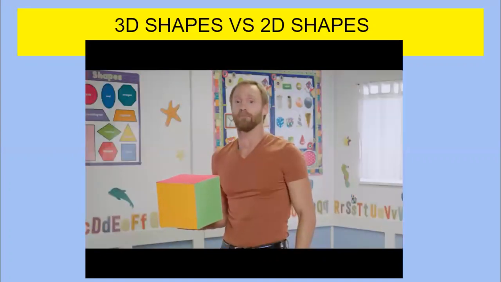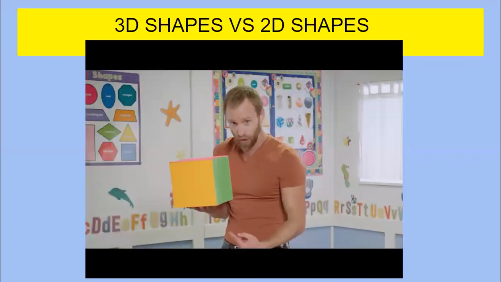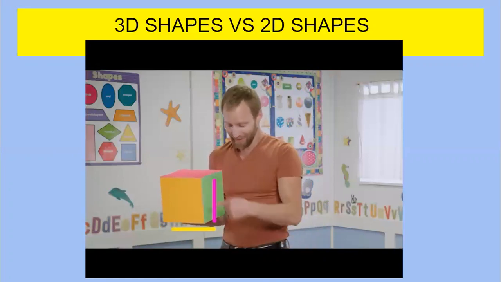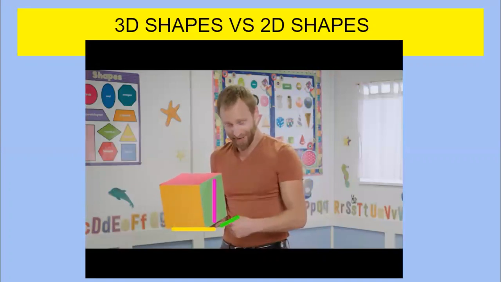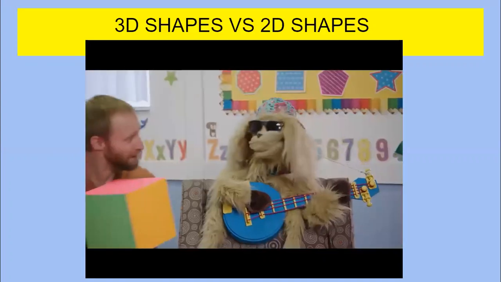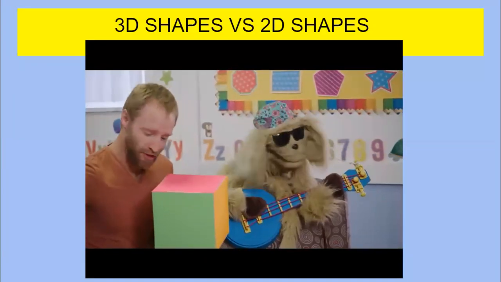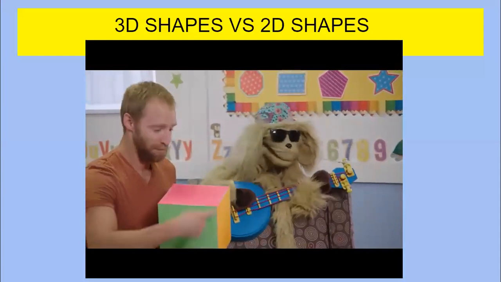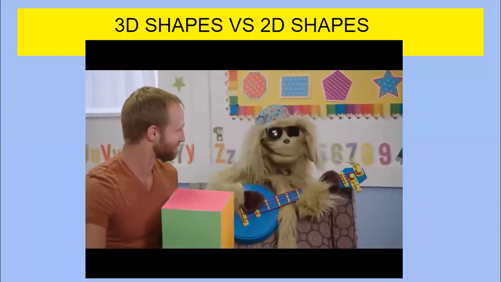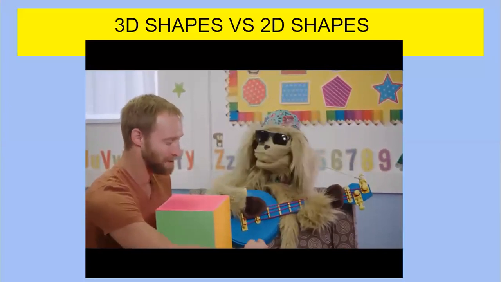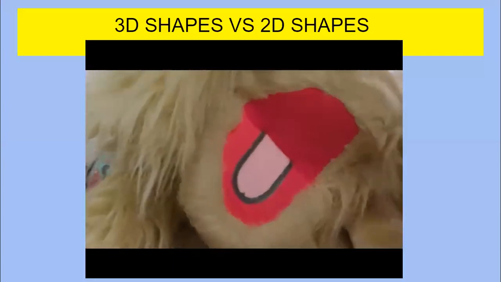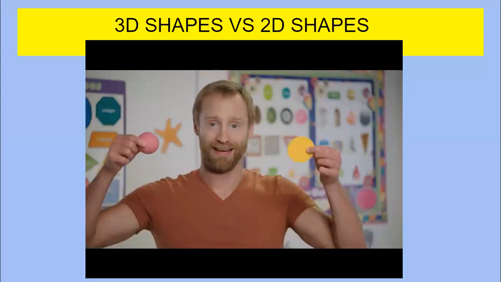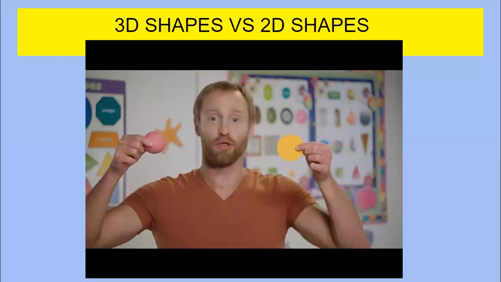Now a 3D shape goes three ways. It also goes side to side. It goes down and up. And it also goes from back to front. Did you catch that, Bob? Yeah! A 3D shape goes side to side, up and down, and back to front. Another way to test if a shape is 2D or 3D is to see if it's flat. Because if it's flat, it's a 2D shape.